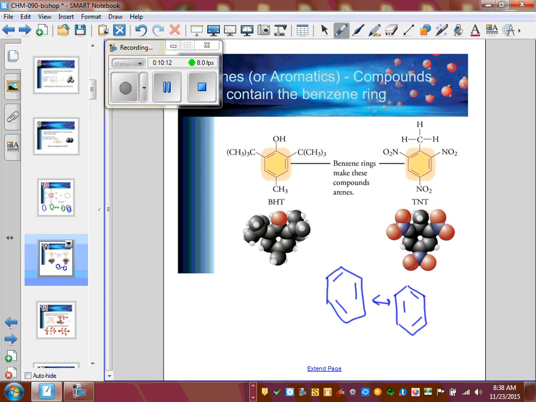These are called arenes, or aromatic compounds, where benzene is the basic part of it. The benzene ring. So here we have BHT, which is a preservative. Just a benzene ring with a methyl group, an OH group, and 3 C(CH3) groups. Here we have a benzene ring with a CH3 group and 3 nitro groups, trinitrotoluene, TNT, which is an explosive.